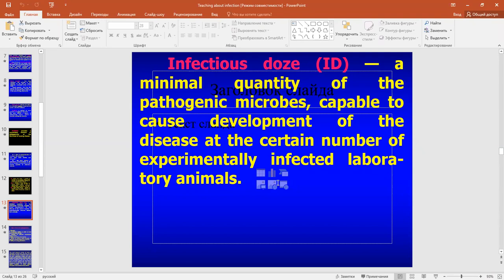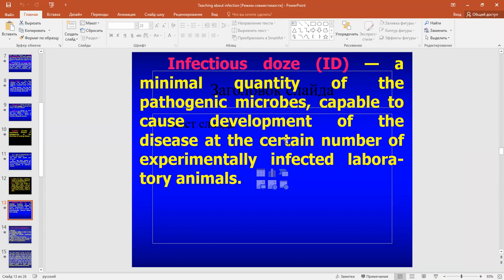So realize that if one or two bacterial cells enter the human body, even tuberculosis bacteria, for example, or Vibrio cholerae, they are not able to cause infectious disease. In a human body, there are many defensive factors, specific and non-specific, and due to these factors, this small amount of microbes will be eliminated from the human body, and they have no chance to multiply and to cause disease. For many causative agents, the infectious dose is estimated.